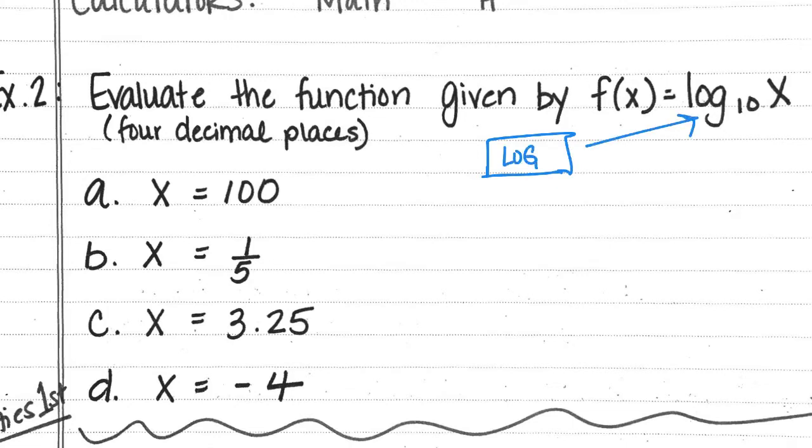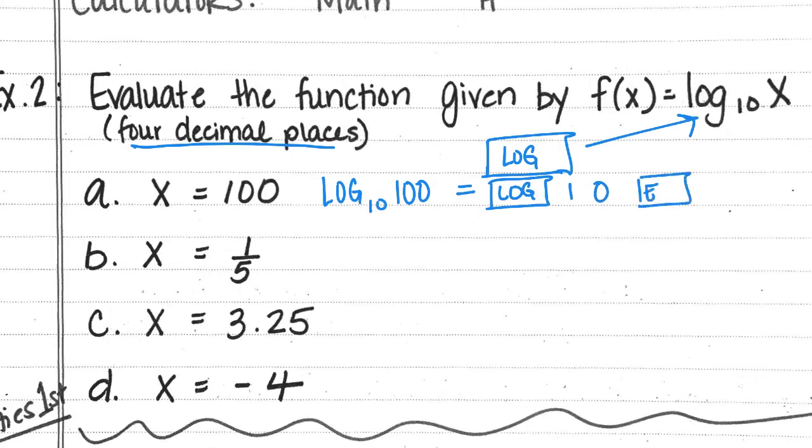So literally, they're telling us to evaluate the function and round 4 decimal places. They're asking us to find log base 10 of 100. And in my calculator, I can literally just hit the log button, the 10, and then the enter button. And what do I get? I do get 2, because 10 to the second power is 100.